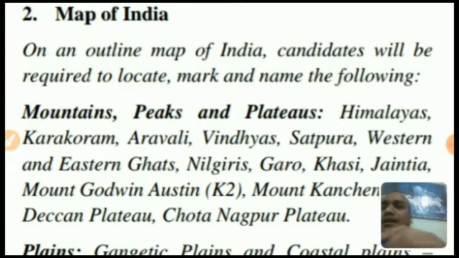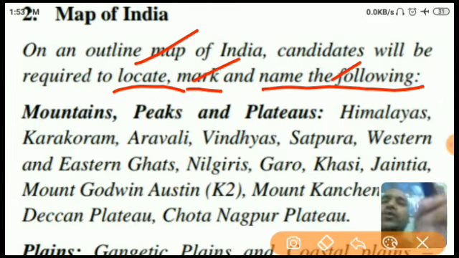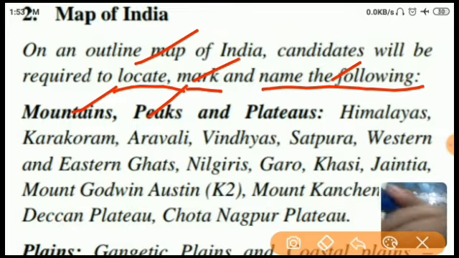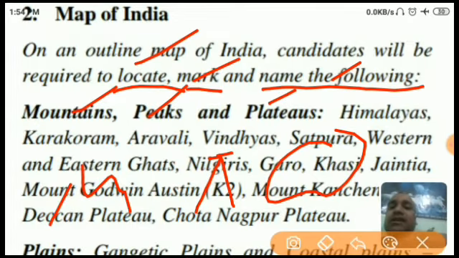Now see, we'll start. On an outline map of India, candidates will be required to locate, mark and name the following. So basically these three things we have to do. And in our syllabus, first of all, we have to locate mountains, peaks and plateaus. You know very well the mountains, just like the Himalaya. Himalaya is a mountain range. Second is the peak, which is the highest altitude point. And a plateau is a table-like land which is a little higher than the plain surface. We have to name them only.